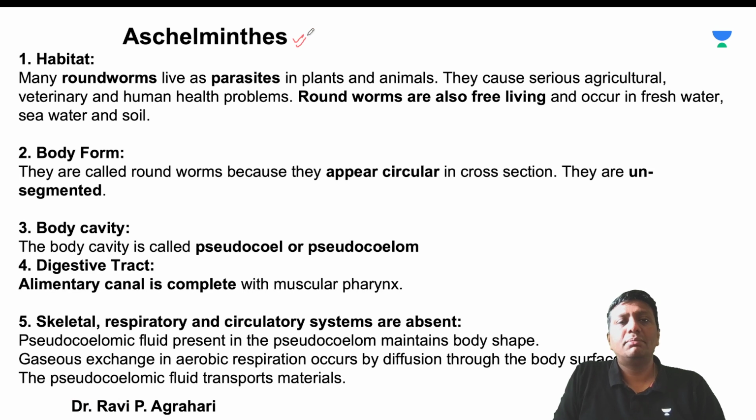Now comes the next, Aschelminthes. Aschelminthes, here we see the example of Ascaris. See what about the habitat of the Ascaris and all. These are also popularly called roundworms. They are also parasites, and these parasites' hosts may be plants and animals.